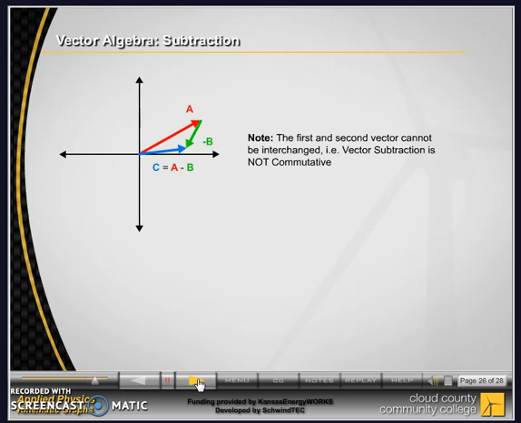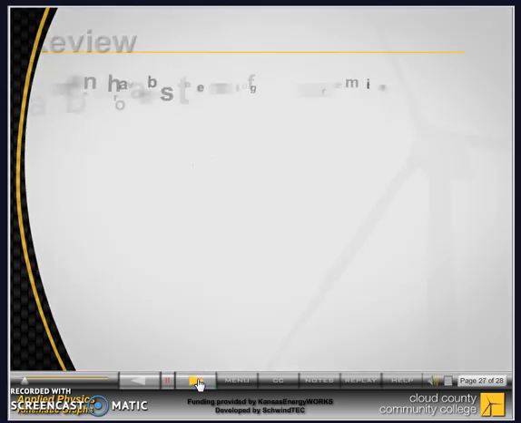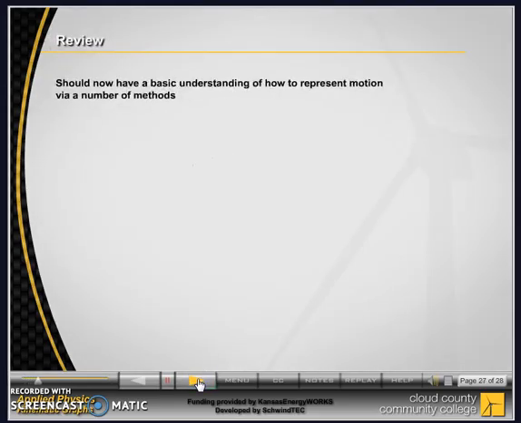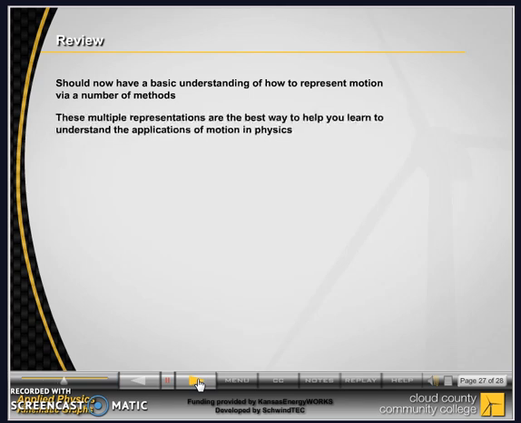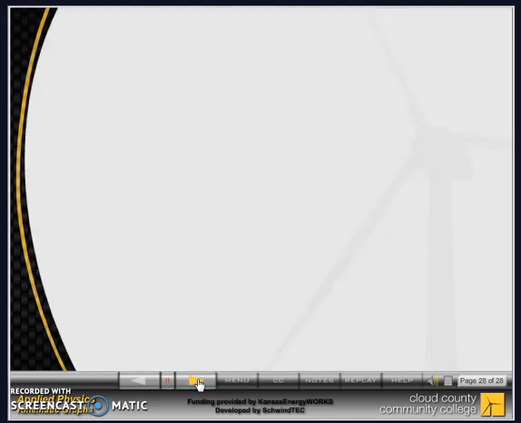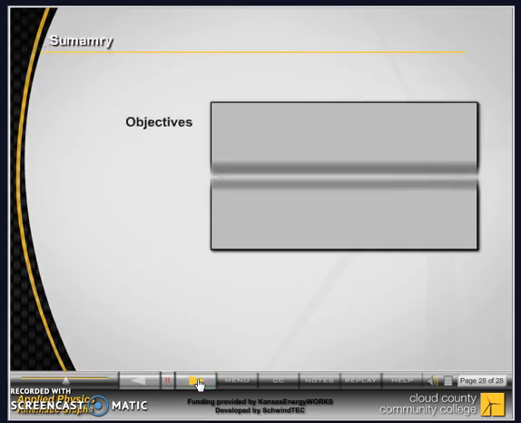These drawings of vectors in a draftsman-like fashion are important steps in helping the technical student understand the mathematics of vectors. You should now have a basic understanding of how to represent motion via a number of methods. These multiple representations are the best way to help you learn to understand the application of motion in physics. Ask your instructor for any specific homework assignment beyond this point. In this lesson, you covered the following objectives.